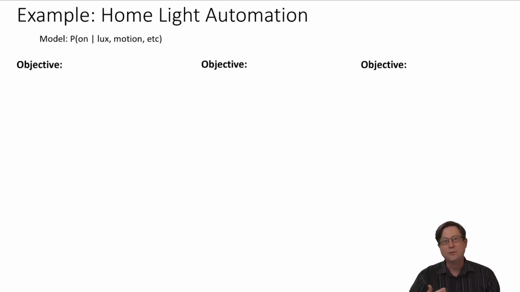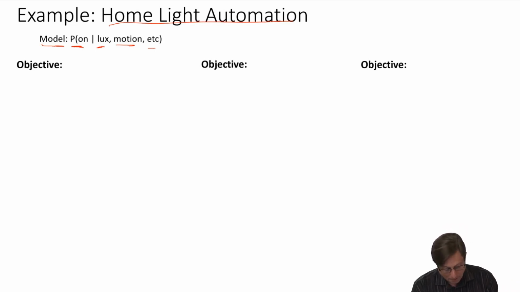So let's go through a particular example. And this is a home light automation example. The model that you have is able to predict the probability that a particular light should be on, let's just say in your living room, given the current amount of light that's in the room, the lux, where a higher lux value means there's more ambient light, whether or not it detected motion, what time of day it is, and so on.